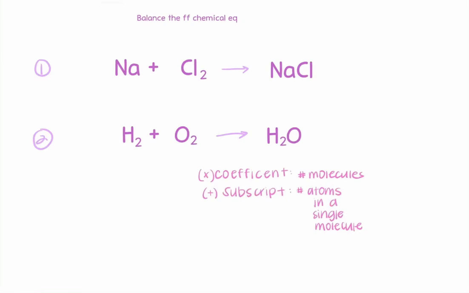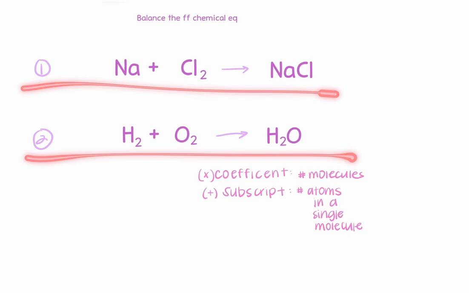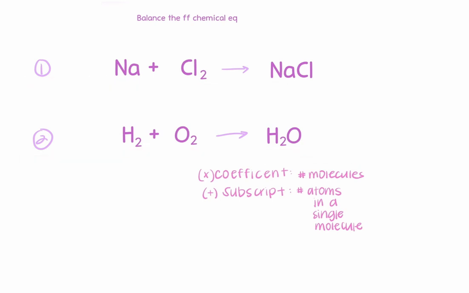Today we will be learning how to balance chemical equations. We have here two unbalanced chemical equations. And what does that mean? It means that the element numbers on the left side, which is the reactants, are not equivalent to the numbers in the products. So we need to make sure that everything is the same on the left side and on the right side.